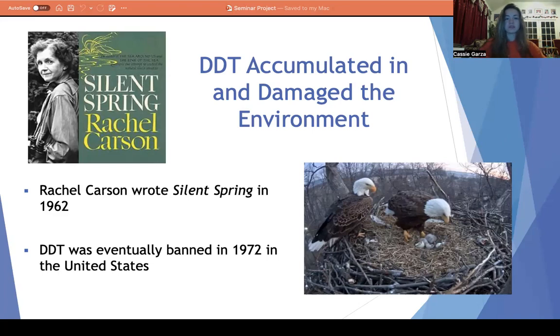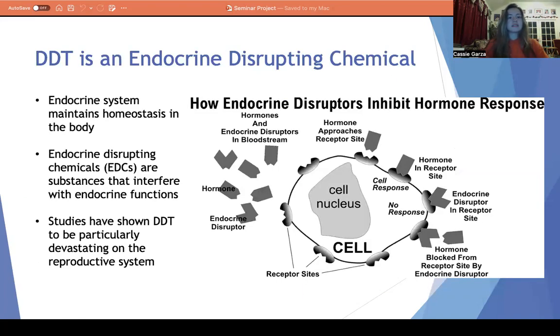So we're going to move on to our next slide. DDT is an endocrine disrupting chemical. So the endocrine system is a network of glands all over the body that maintain homeostasis. They keep the body going using chemical messengers known as hormones.